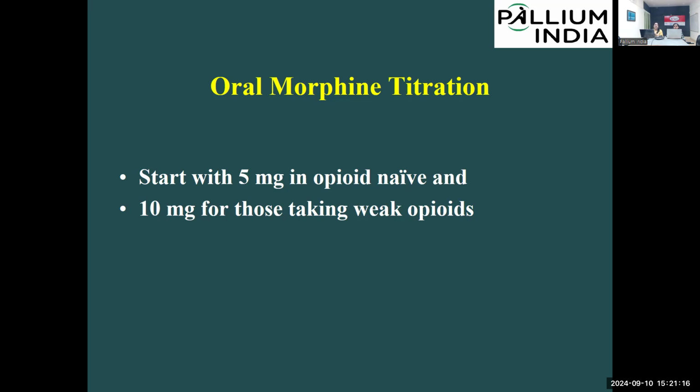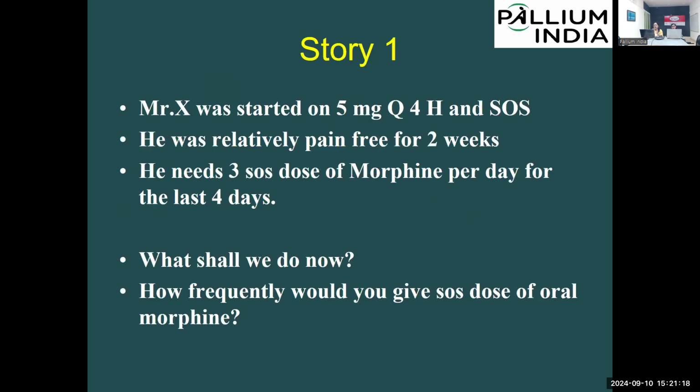Moving on with our story. Mr. X was started on 5 milligram of oral morphine every 4 hourly and SOS dose. He had adequate pain relief for 2 weeks. But for the last 4 days, he was needing 3 SOS doses of morphine per day. What shall we do now?